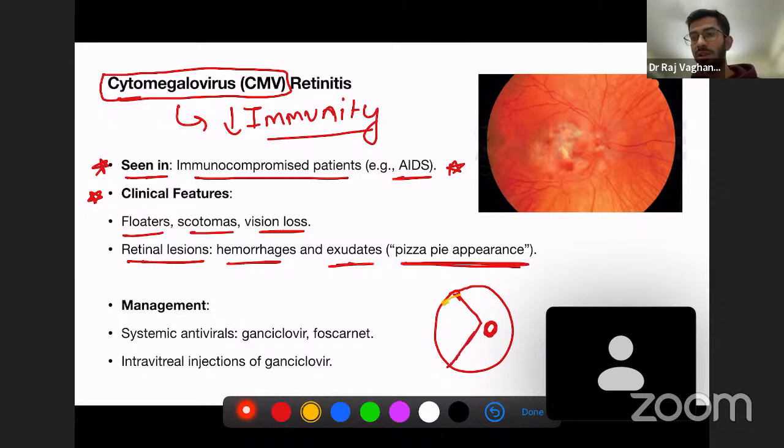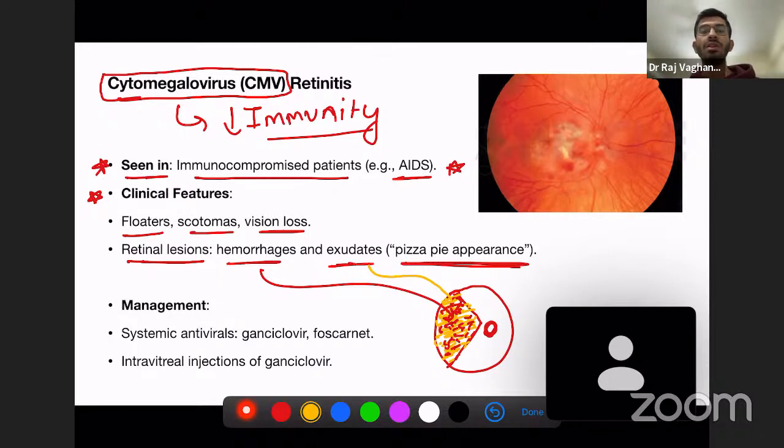So this is a pizza. This is a slice of pizza, and it has a pie appearance. So it somewhat looks like this. There are hemorrhages present over here, hemorrhages and exudates. Hemorrhages are red in color, exudates are yellow in color. So that gives a pizza pie appearance in the fundus, in the fundus picture.